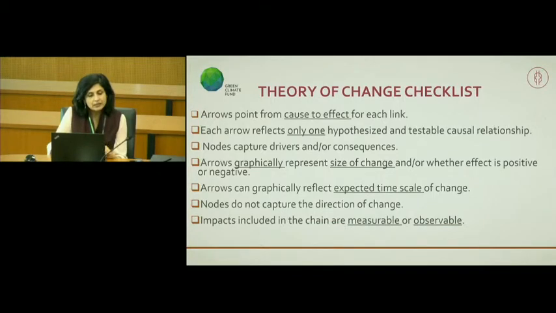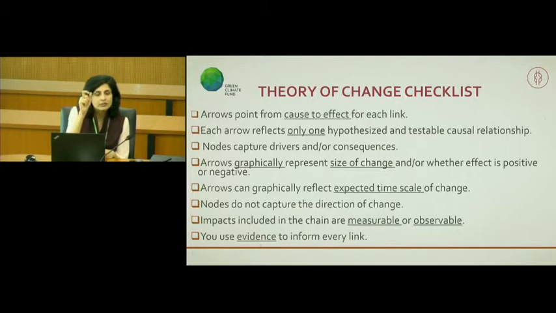And the second last point is that the impacts included in this theory of change are measurable or observable. And this is important because if you want to build evidence into your theory of change, and this is the whole point of giving you this very brief tutorial, you need to ensure that the nodes themselves are well informed and or measurable. So evidence to inform each one of these linkages needs to be included. So that's my first checklist for building a theory of change.